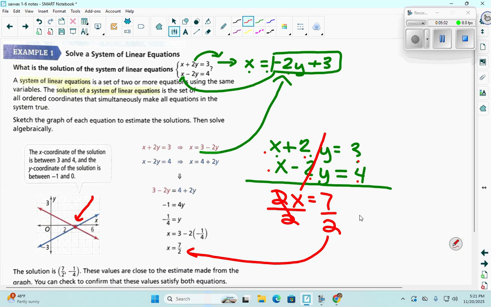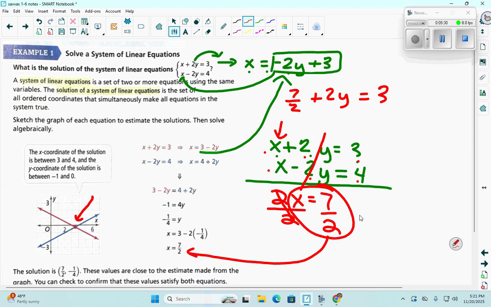So they have the answer right here, which is a negative 1/4, but it's really hard to tell in the graph that that's what that is. Okay, so if I chose to plug this one in, my x value, back into, I'm going to plug it into this one. So I would have 7/2, because I'm replacing the x with that, plus 2y equals 3.